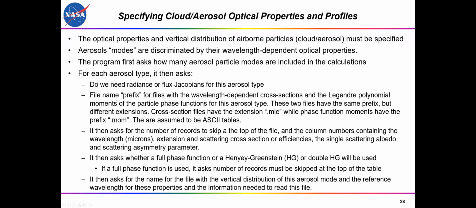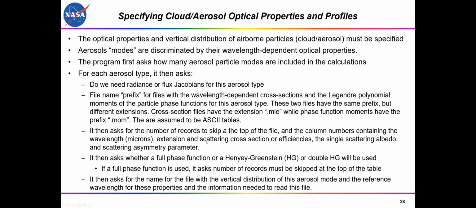It then asks for a prefix for the file name for the wavelength dependent cross sections and the Legendre polynomial moments for the particle phase function, if you decide to use full phase functions. You'll see an example of one in a moment. These two files have the same prefix but different extensions. For historical reasons, because I started on Venus, the extension for the cross-section files is .MIE. I should probably call that something else these days, because a lot of my particle modes aren't coming from Mie scattering programs anymore. But my Mie code used to calculate a file with the extension .MIE. The phase functions are specified in terms of phase function moments, and the extension on those files is always .MOM. So the code will take the prefix you give it, append these extensions to it, and look for that file on your disk.